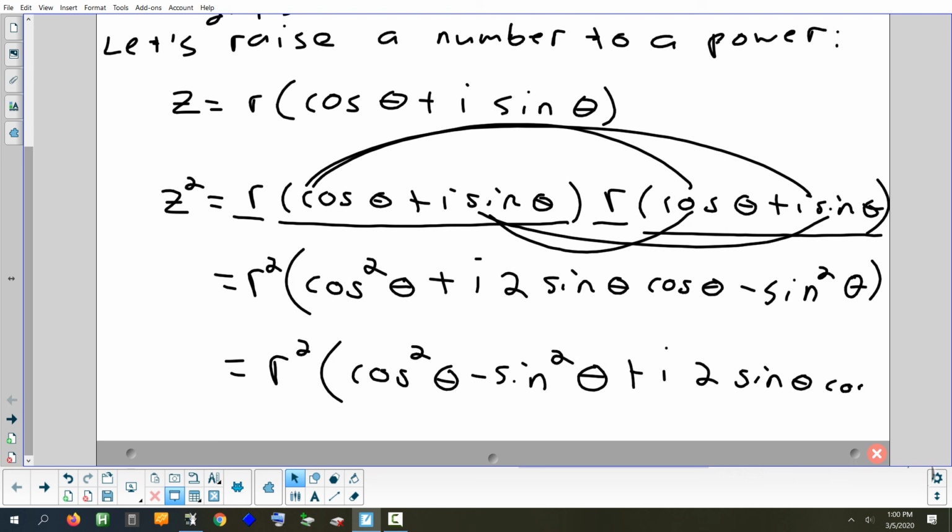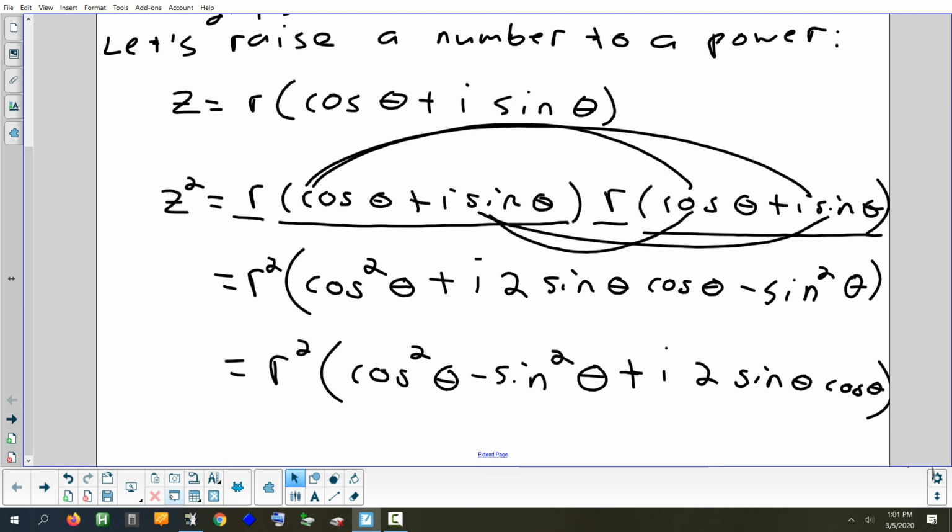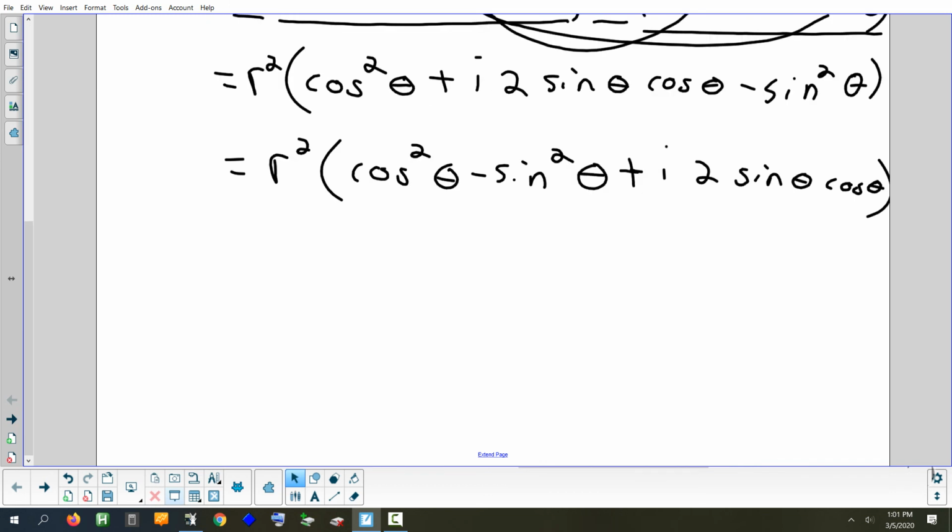Sine theta, cosine theta. Wait a second. You say cosine squared, sine squared, something special? It is. And we have to figure out what it is. It's not like sine squared plus cosine squared. That's 1. Cosine squared minus sine squared is something else that's special. And we get it in section 7.5. If you look at your notes from 7.5, under double angle formulas, cosine squared minus sine squared turns into something.